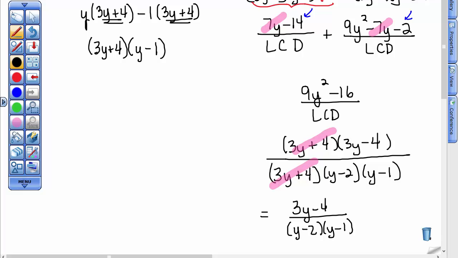Rational expressions, adding and subtracting. Got to get common denominators, and you got to reduce them at the end if it's at all possible.